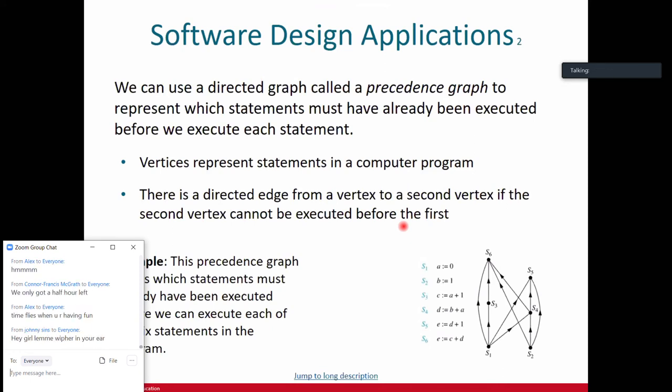Do you see that? So, to be able to do S4, for example, we have to assign B plus A to D. For that, B and A should be valid numbers. In S1, 0 is assigned to A. In S2, 1 is assigned to B. Only after that can I assign B plus A to D. Otherwise, it will not be a valid result.